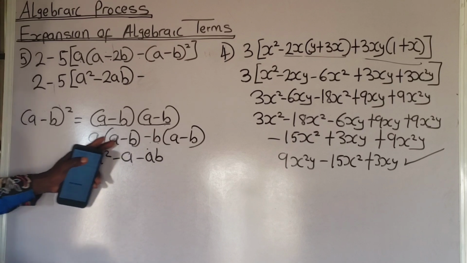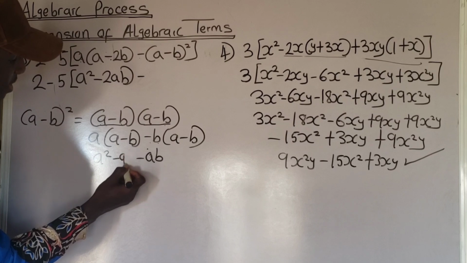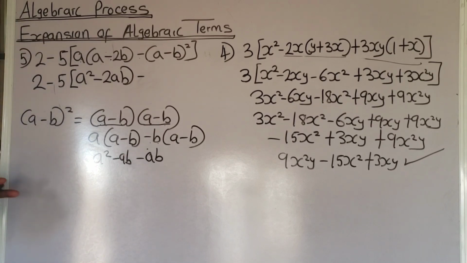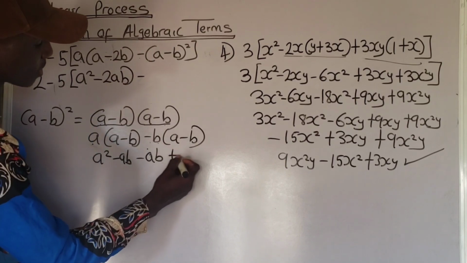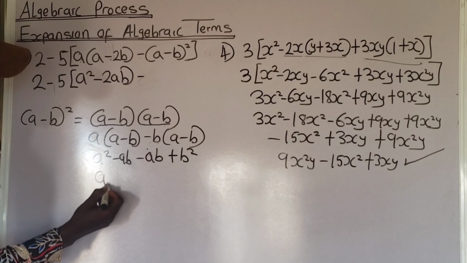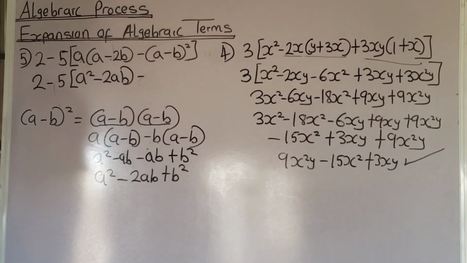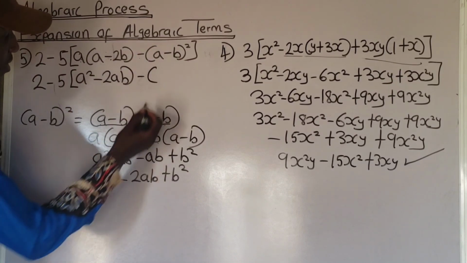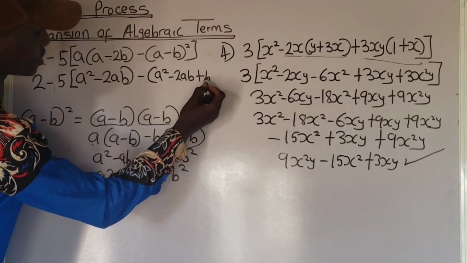Do you understand? So A times A is what? A squared. A times negative B, that is what? Negative AB. Negative AB. Please, do you understand? So for this, I'm going to have negative B multiplied by negative B, that is what? Positive B squared. For this, I'm going to have A squared minus 2AB plus B squared. That is the expansion of A minus B squared. Now, having known that the expansion of this is this, let me put it inside the bracket. I'm going to have A squared minus 2AB plus B squared.